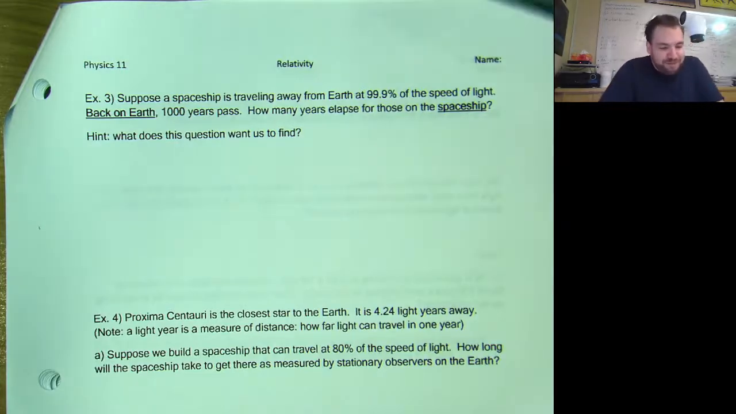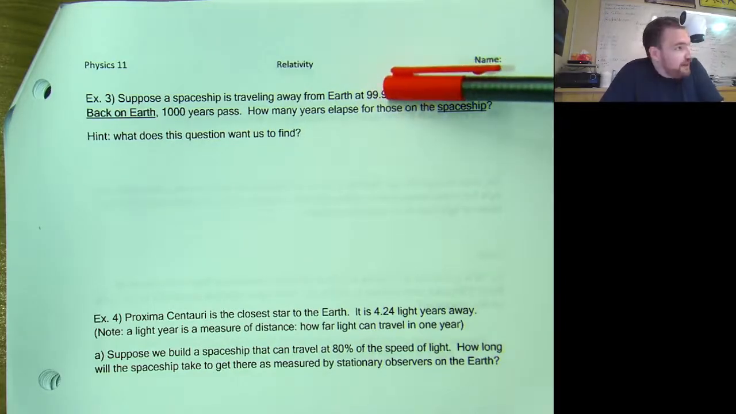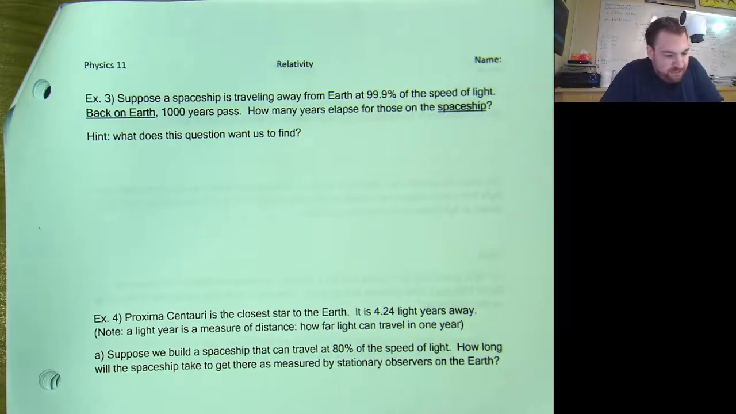No, moving on. Suppose a spaceship is traveling away from Earth. Ashton, you asked this question. It travels at 99.9% the speed of light, so 0.999 c. Back on Earth, 1,000 years have passed. How many years have passed in the spaceship?